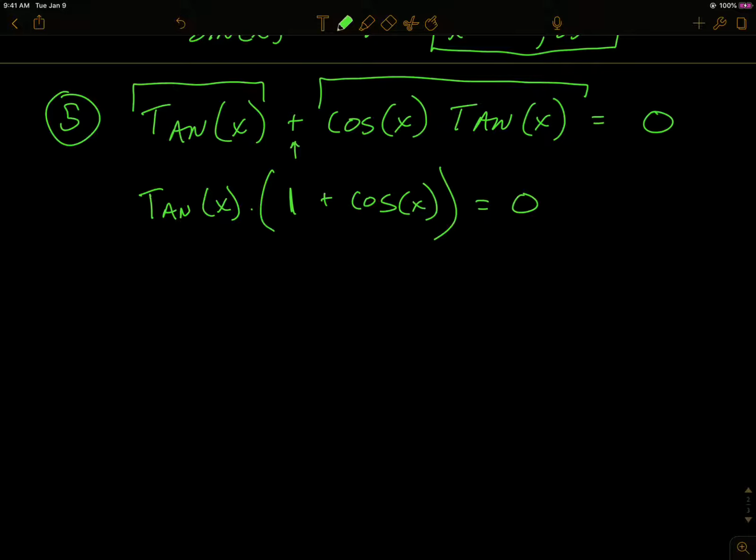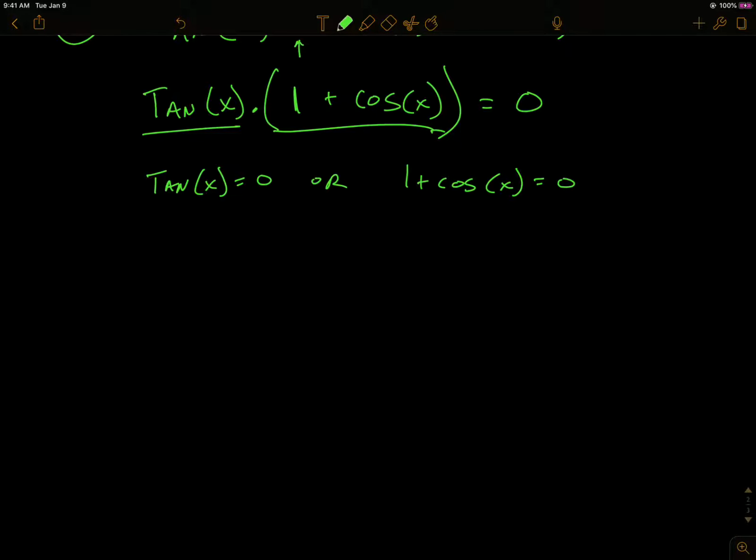I've got two things times each other. I've got tangent times this stuff equaling 0. So solutions will be whenever either one equals 0. So we have two little mini equations now that we can solve. So tangent of x, when does that equal 0? Well, tangent is equal to sine over cosine. So this will equal 0 when the top equals 0. So I want sine x equal to 0. That will be my solutions.